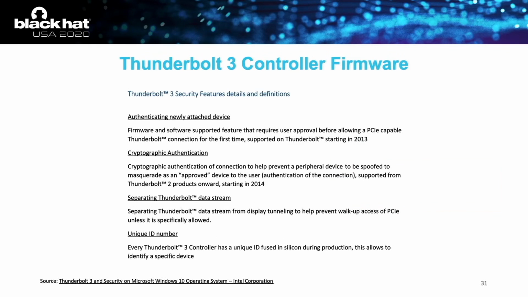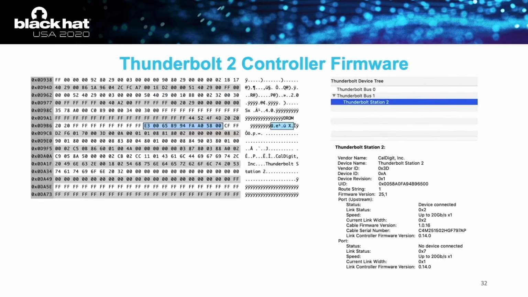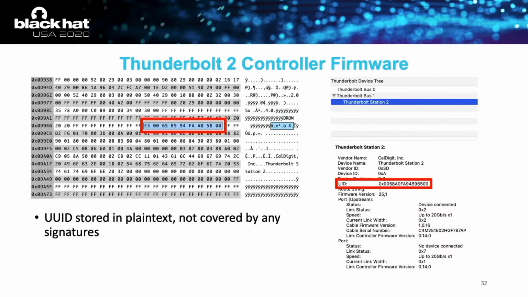So I had another look at the Intel white paper on Thunderbolt security, and there was this interesting section on the unique ID number. And it said every Thunderbolt 3 controller has a unique ID fused in silicon during production. Now, we already know this is not true because we can change 2 out of 8 bytes, but there was this interesting emphasis on Thunderbolt 3. So I had a look at Thunderbolt 2 devices, and to answer your question, yes, this is the UUID in plain text, and no, it's not covered by any signatures.